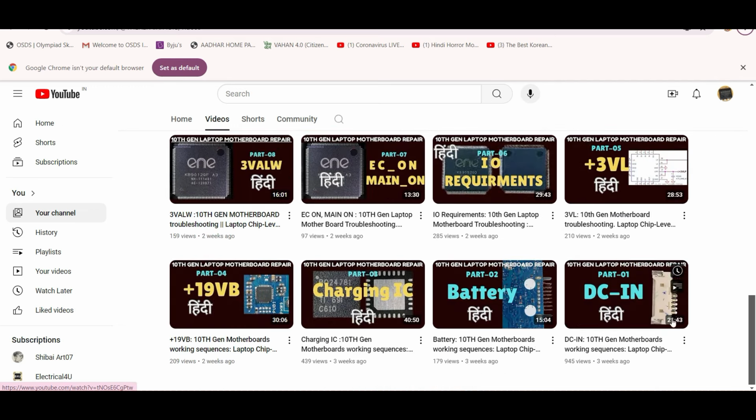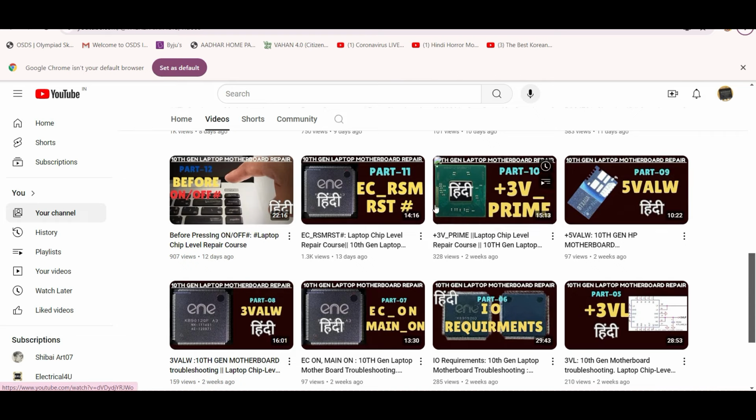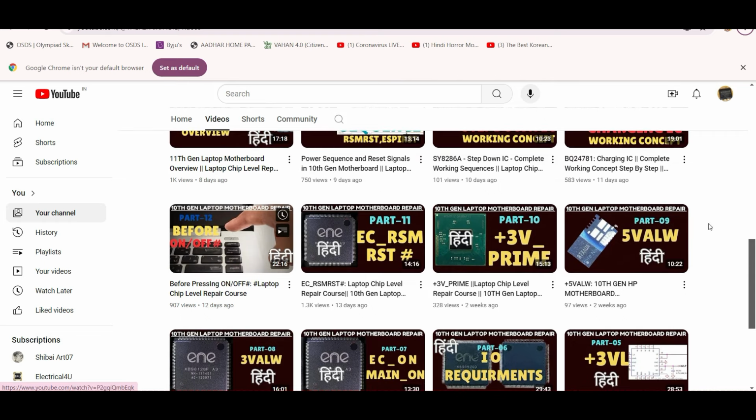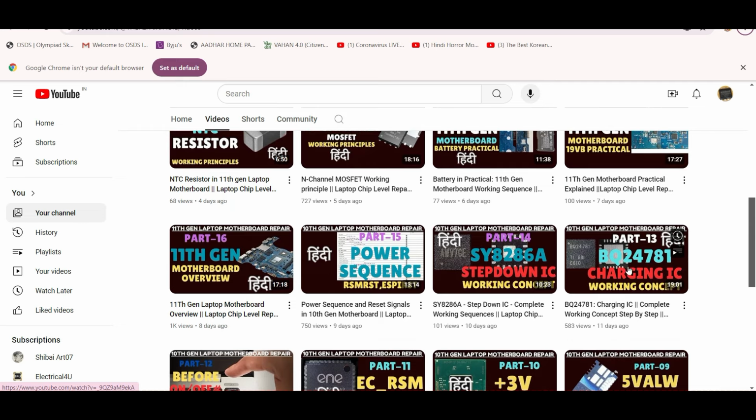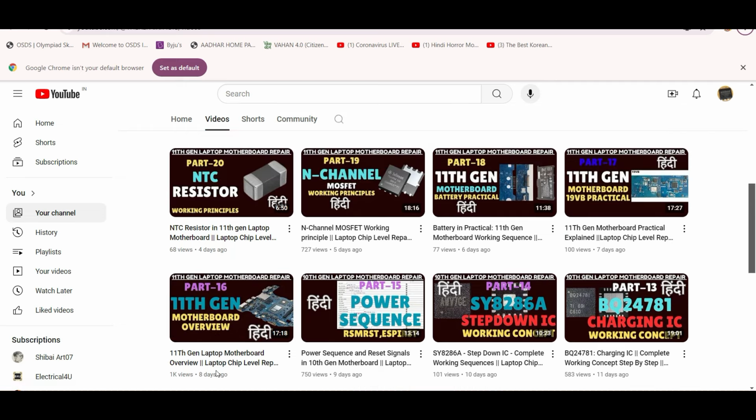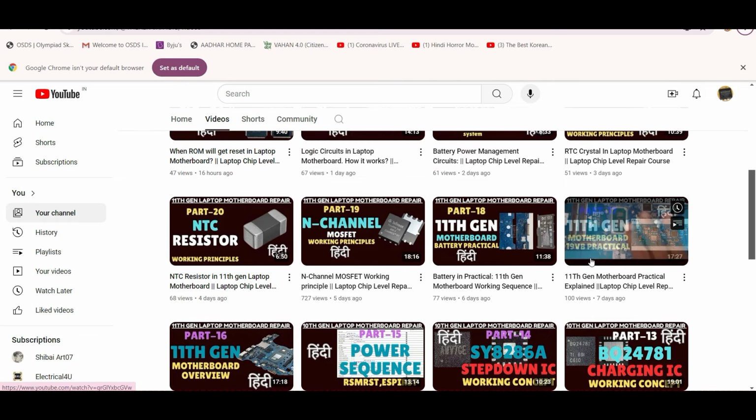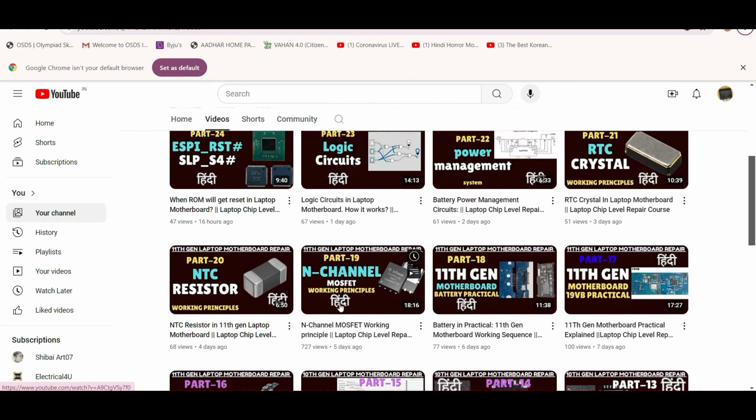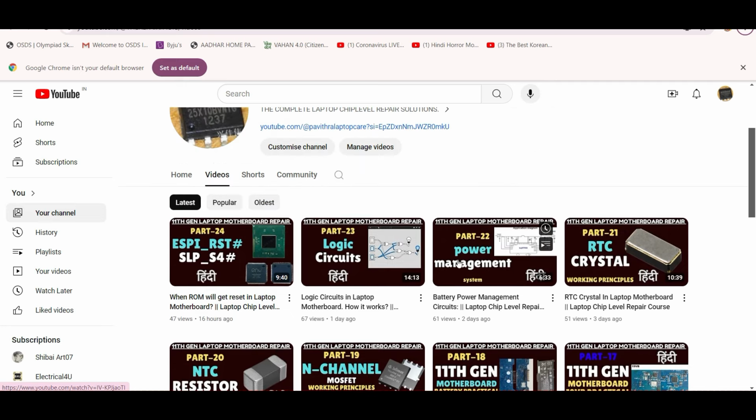See, this is the one from the DC jack I started. Battery, charging IC, 19V, 3VL, IO requirement, EC on, 3 volts always, 5 volts always, 3 volts prime, EC RSM. Before pressing the power button, what are the sections that will be active? BQ24781, this one is a step down IC. Power sequence, 11th gen overview, motherboard overview. So 19 volts practical, battery practical. This one N channel MOSFET working functions, NTC resistors, RTC, power management, logic circuits. And yesterday the SPI, bias related class got over. Today more will be there.